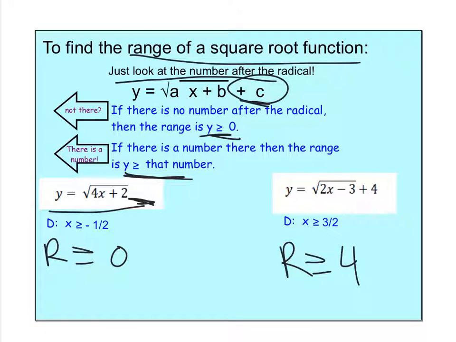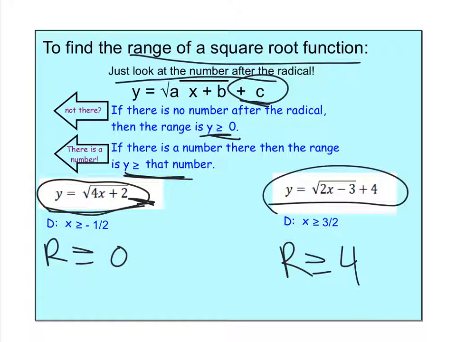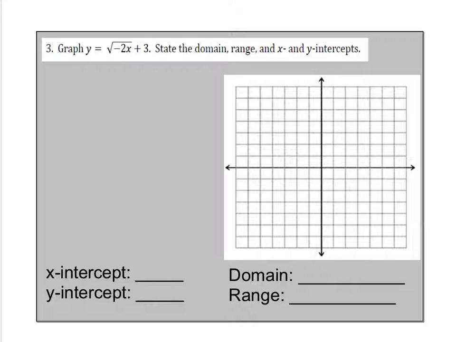And I encourage you, take a minute, graph both of those. Look at those things in Desmos or a graphing calculator and see what you got. And look at the table and see what it looks like and why it should make sense to you. So, negative 2x plus 3: state the domain, range, x and y intercepts.